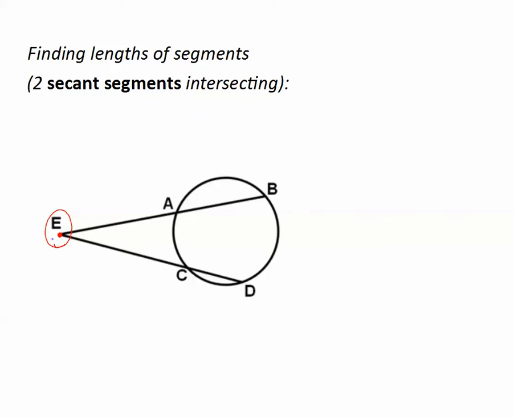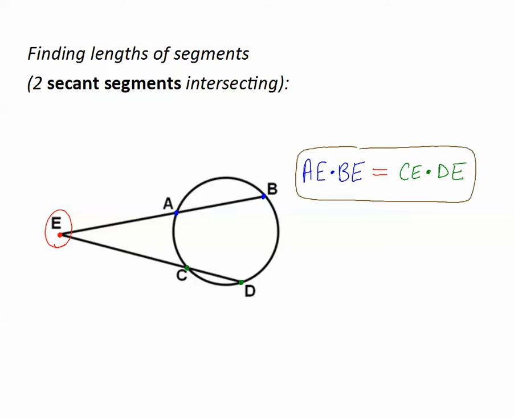If the intersection point is E and the points that touch the circle on that secant segment are A and B, we do AE times BE, and then equals. And then we look at the other secant segment. The two points intersecting on the circle are C and D. So CE times DE. This formula is absolutely no different than the chord formula. The important thing to know is it's the same formula, but how to use it may be slightly different.